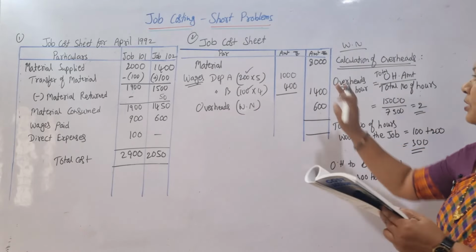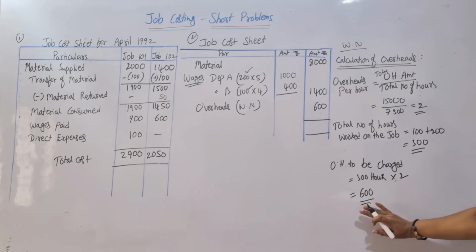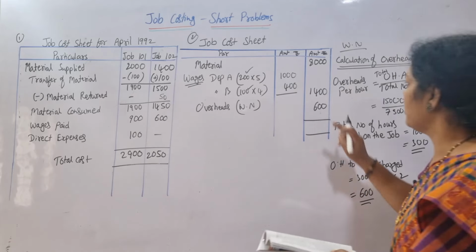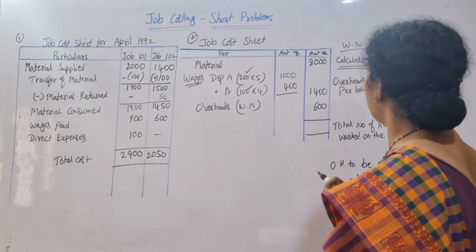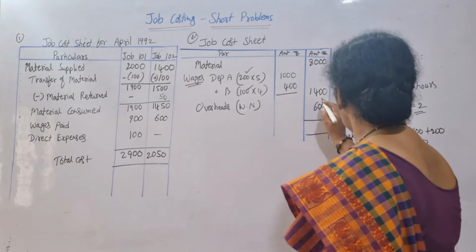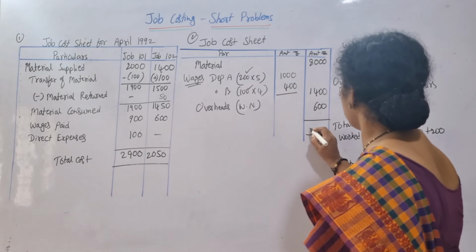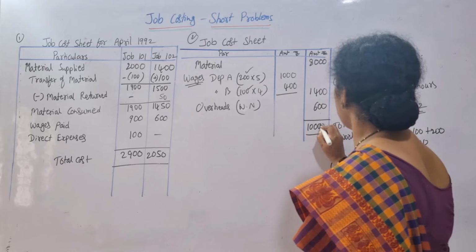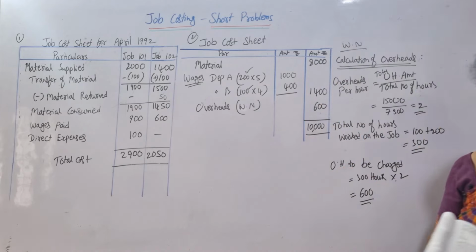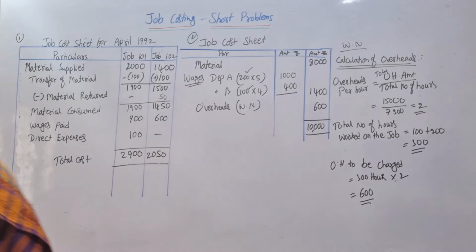Now first thing is material, we have already written. Wages also we have calculated. Overheads through this calculation we have done. So how much does it come to? 9,400 plus 600 comes to 10,000. Yeah, 10,000 it is. First take a screenshot, then I'll give you the explanation once again.